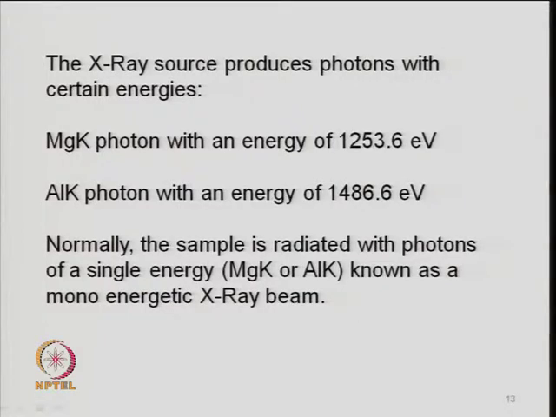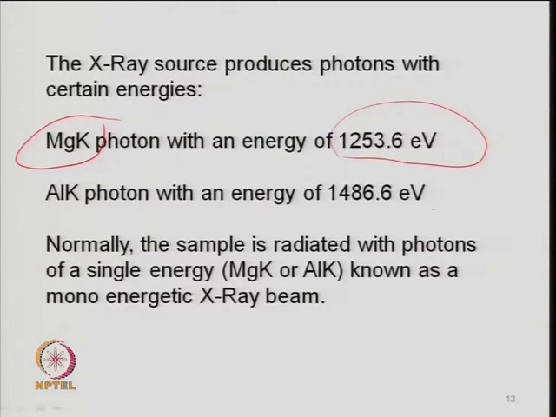X-ray sources generally produce photons with certain energy. That is h nu type of energy which you get. Just like the magnesium K photon, if I was talking about it, has an energy of roughly 1.25 kilo electron volt, whereas the aluminum K photon has an energy of 1.486 kilo electron volt. So, different types of sources have different energies. That is your h nu, where nu is the frequency. So, that can be used.